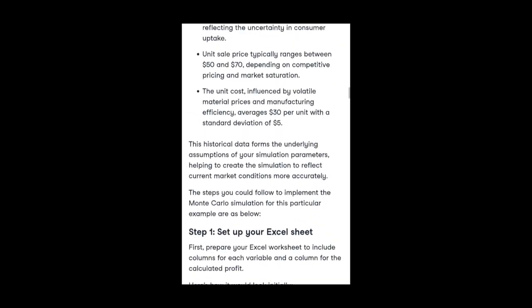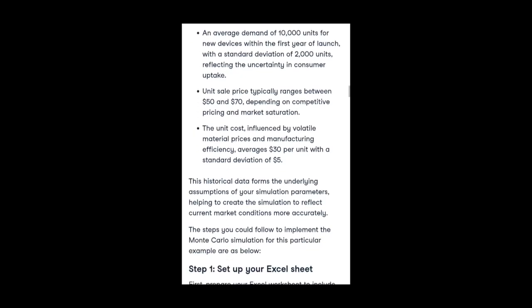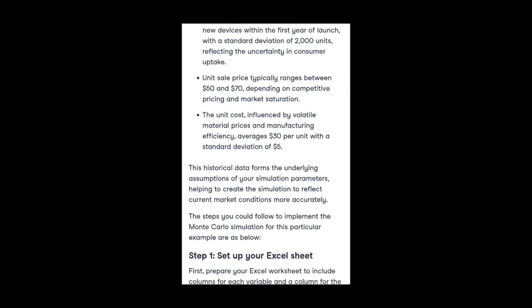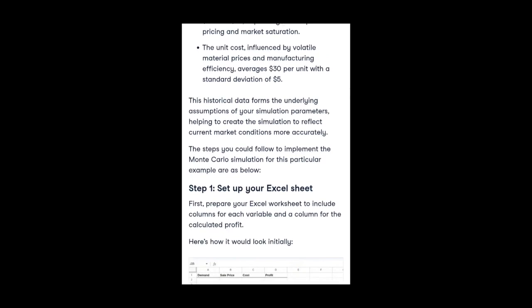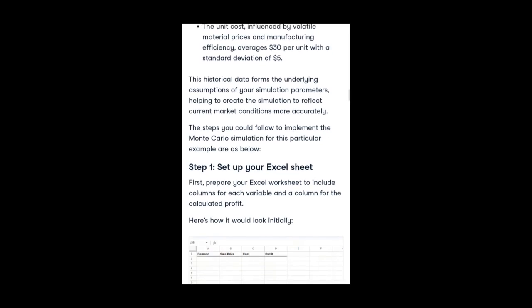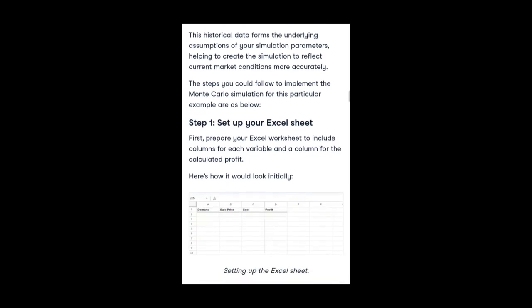Now we have to take the example here. An average demand of 10,000 units for new devices, that is, the mean value is 10,000 with a standard deviation of 2,000 units. And given that the unit sale price typically ranges between 50 and 70 depending on competitive pricing and market saturation. Also the unit cost, influenced by volatile material prices and manufacturing efficiency, averages rupees 30 per unit with a standard deviation of rupees 5. These things are given.